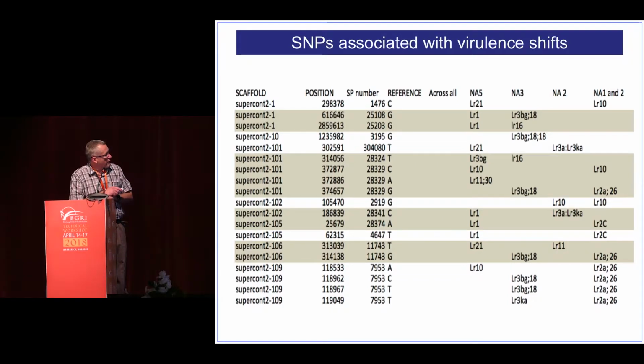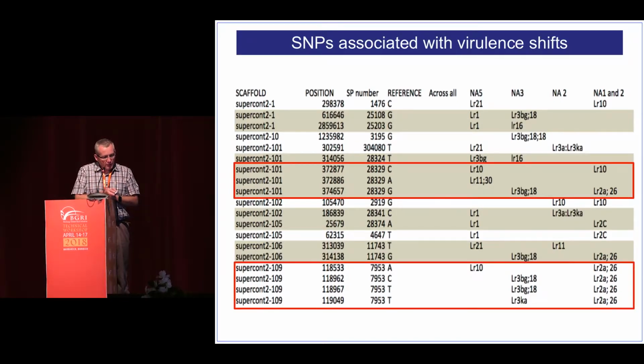And so what I'm showing here is that the beige bands show regions that are very close together that have SNPs that are associated with various leaf rust genes or overcoming various leaf rust genes. And so you can see some of these SNPs actually are associated with several changes and not just one particular leaf rust gene. So this was a database that I built.